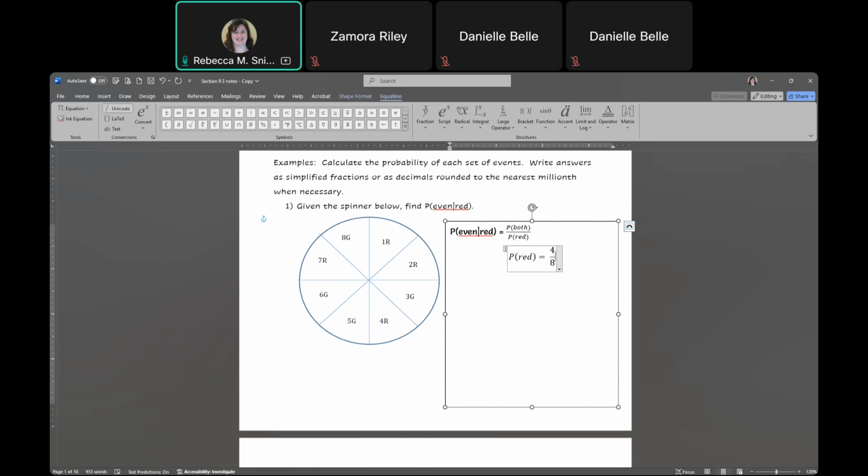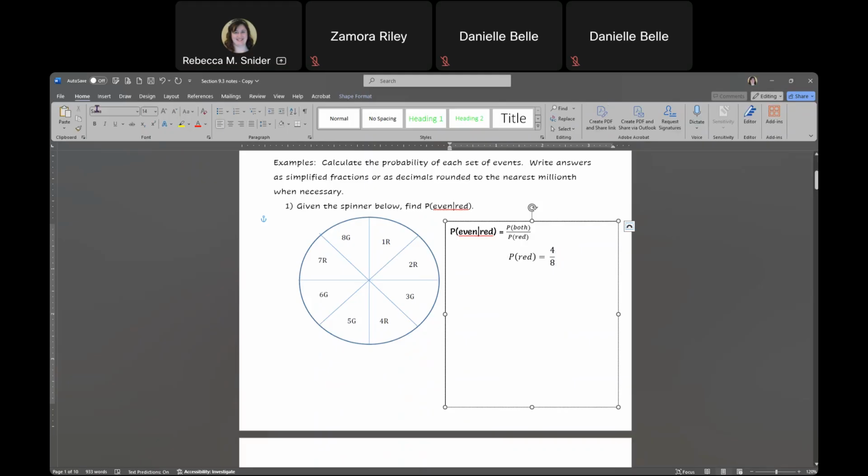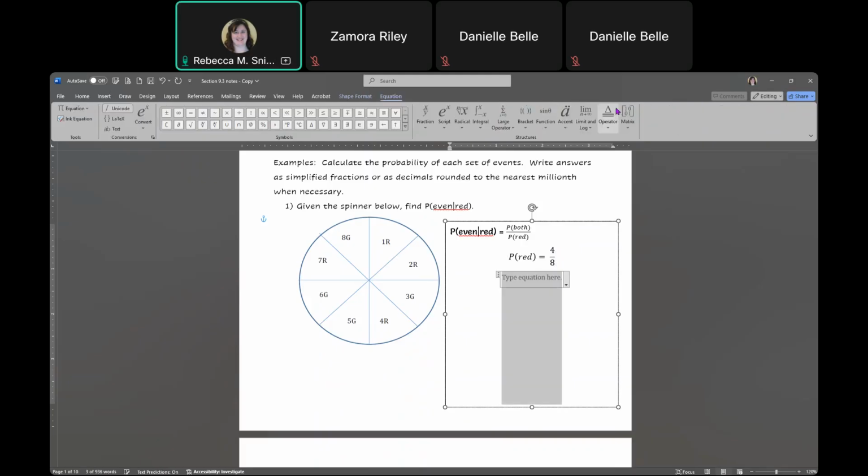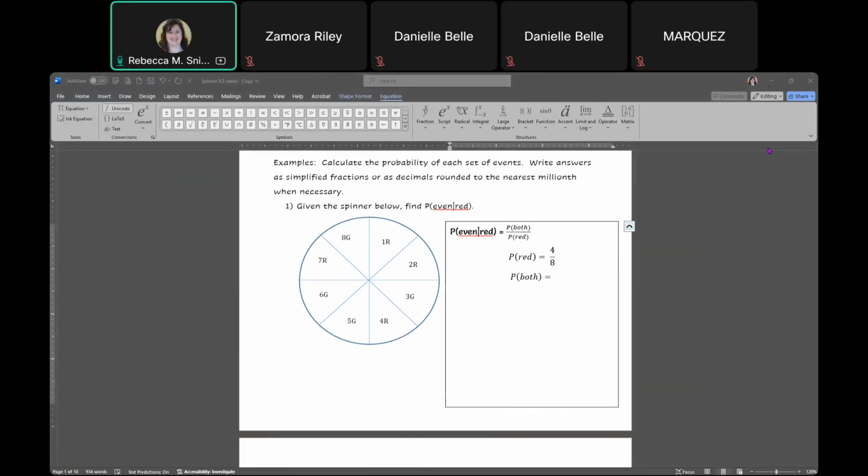Okay. Now, the second part that we need is the part of both. And so we want to look at our spinner, and we want to look at which ones have both an even number and have an R. And so if we look at those, we have the 2R, we have a 4R, and so therefore we would have 2 of them out of my 8.